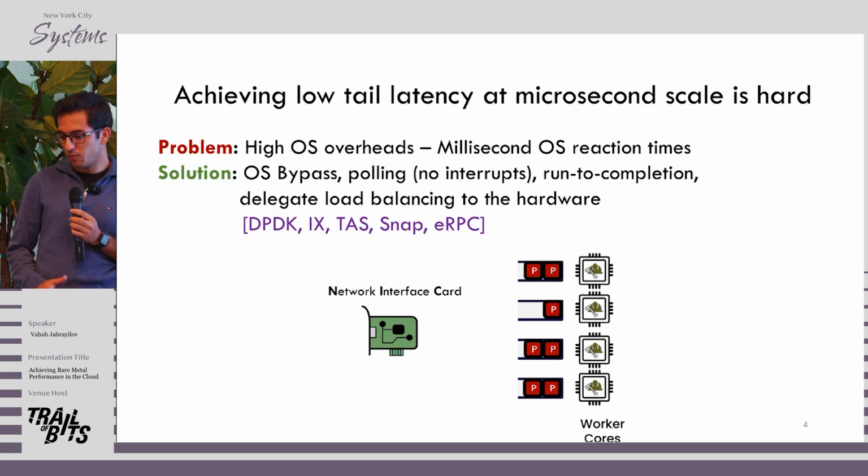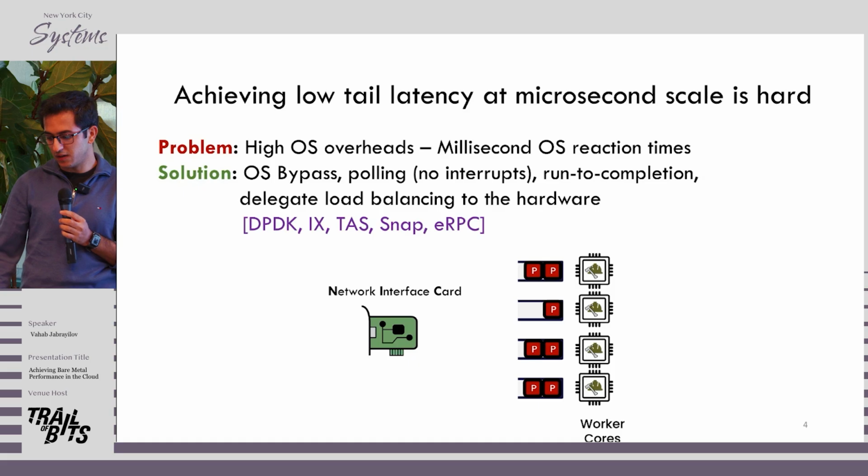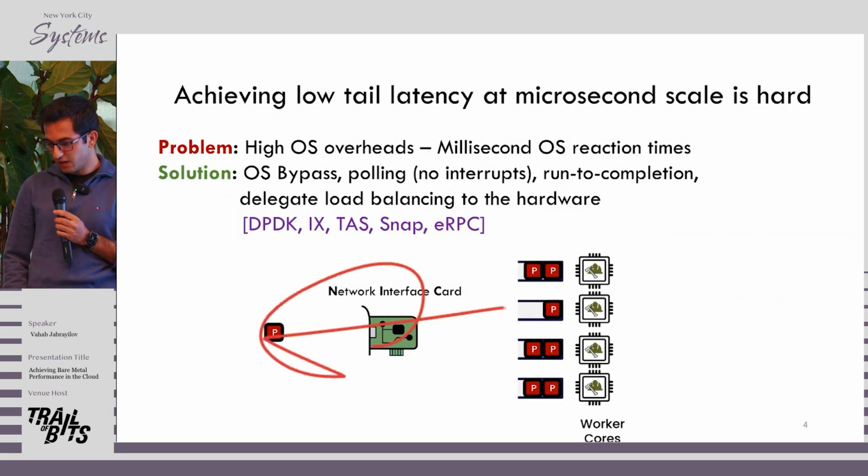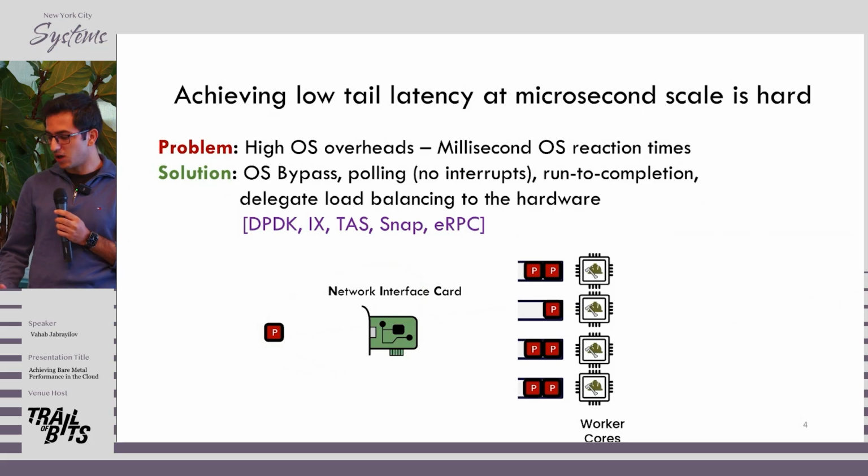They have a queue per core, and packets coming in are hashed by the NIC using the receive side scaling, which I will refer to as RSS. And the NIC using the RSS will direct this packet to the empty queue here. We call this type of architecture and scheduling distributed first come first serve, and it is used by systems like DPDK, IX, TAS, Snap, ERPC.